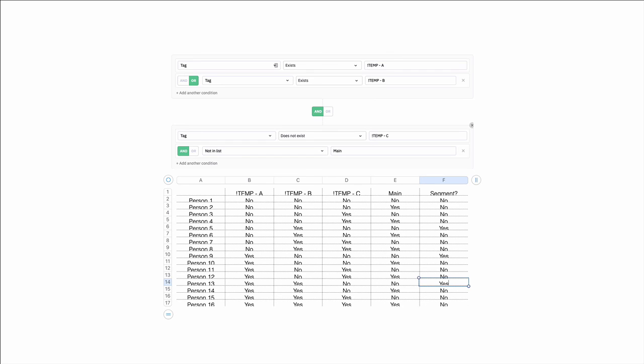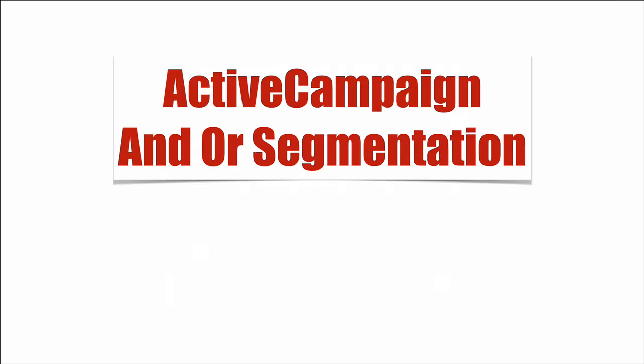So again, I'm going to suggest you keep positive and negative logic apart, which I've done here. And is easier to understand than or, so start with this. Positive logic is easier to understand than negative logic, but because we are starting with this, that kind of overrides this. But if it was just a positive versus negative logic selection, I would start with positive. So that's ActiveCampaign and/or segmentation.